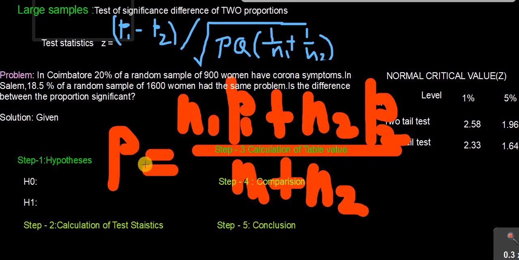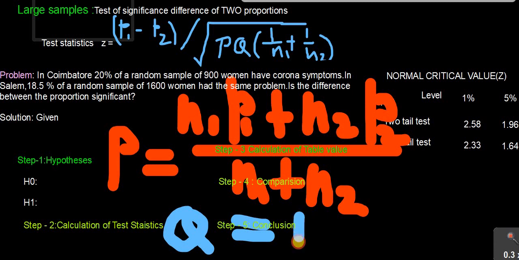Now what is Q? Q is nothing but 1 minus P, so Q equals 1 minus capital P. This P is coming from that formula. So P can be calculated using this particular formula, and Q can be calculated from it.